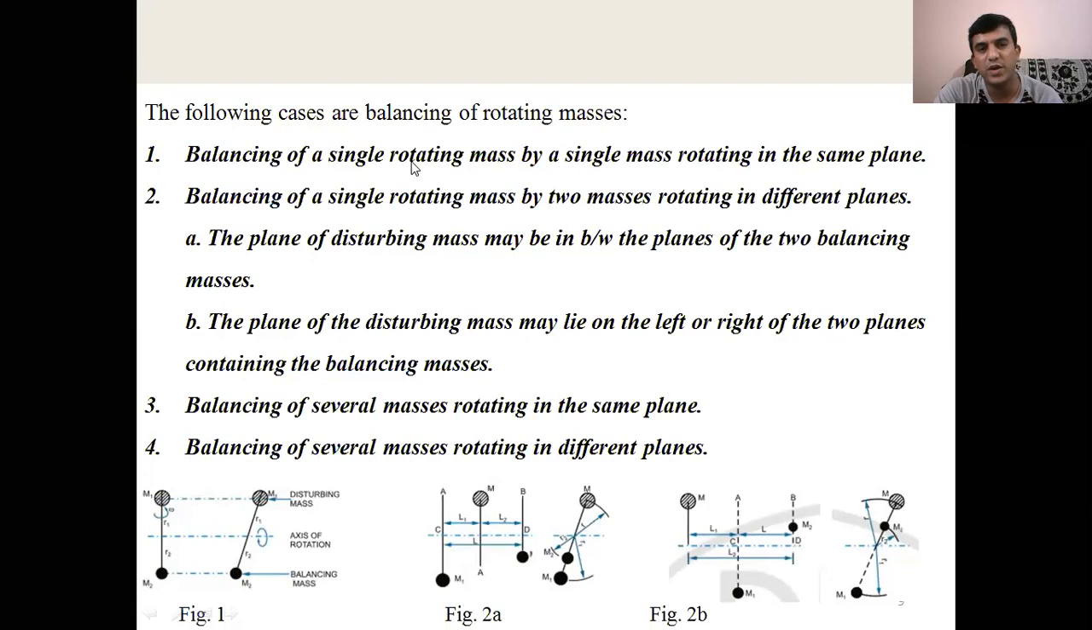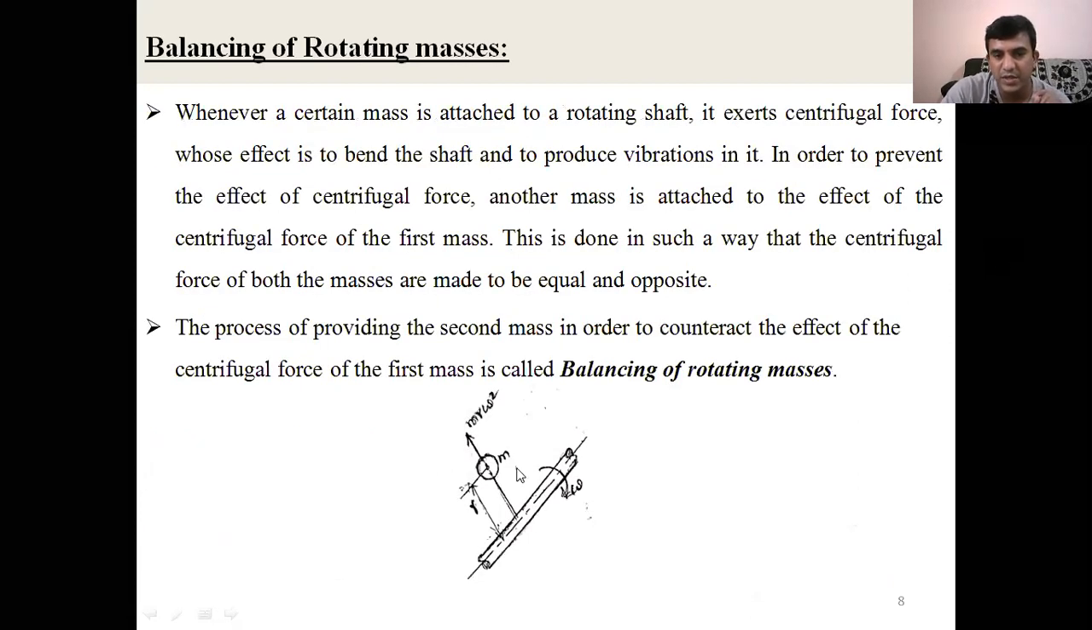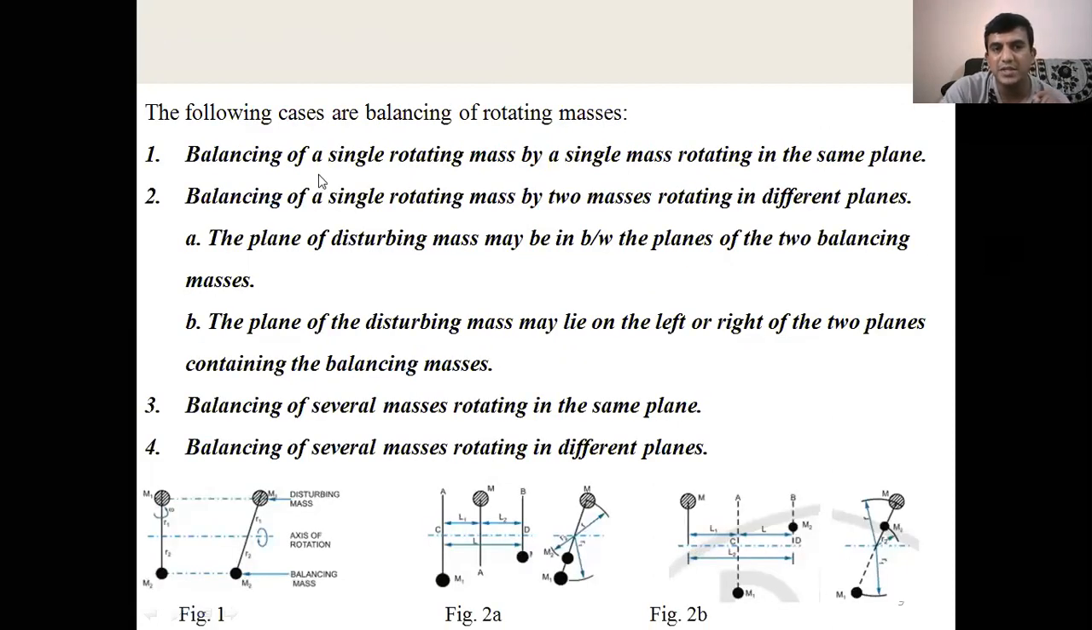Suppose only one disturbed mass is there, as we saw in the previous slide. Here you can see only one mass is attached; this is a disturbed mass. If only one disturbed mass is there, I want to make it balance. Case 1: balancing of a single rotating mass by a single mass rotating in the same plane. See figure 1. In figure 1, M1 is a disturbing mass at a distance R1 from the center of the axis, rotating at uniform angular velocity.